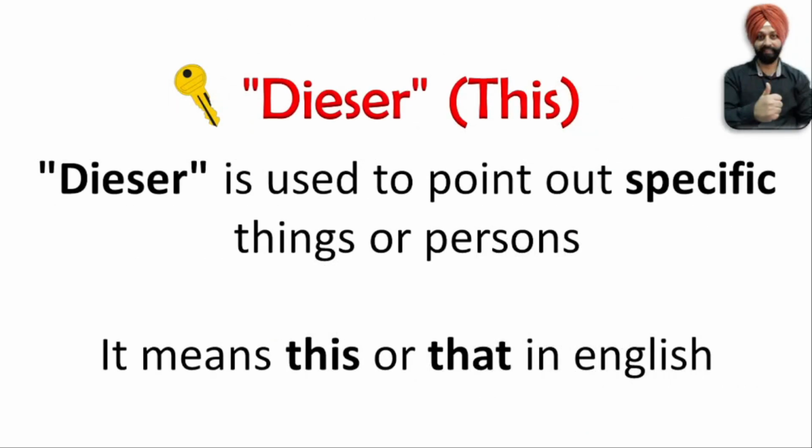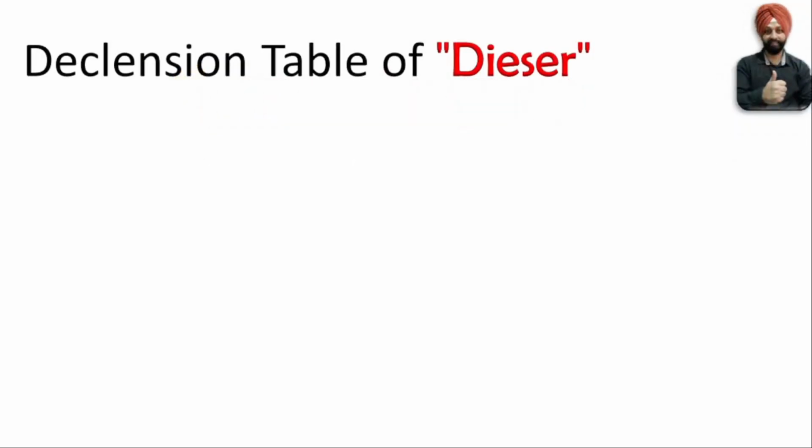Dieser is used to point out specific things or persons. When there is a group of things or persons and you talk about a particular thing or person, then we use dieser. It means this or that in English. Now in the next slide I explain in detail. First I explain the declension of dieser in all the German grammar cases which we saw in the welcher article.